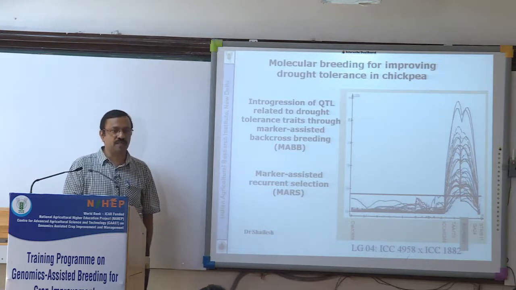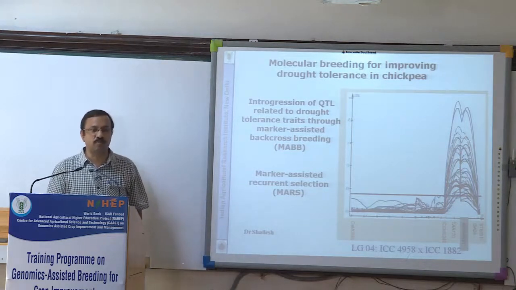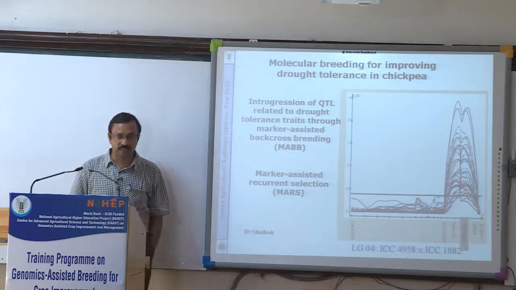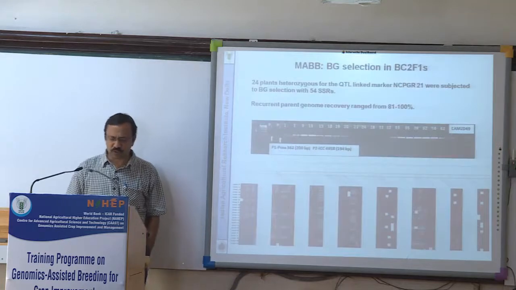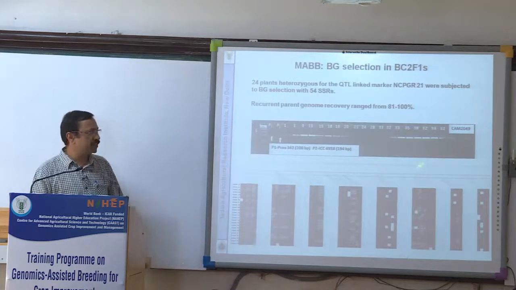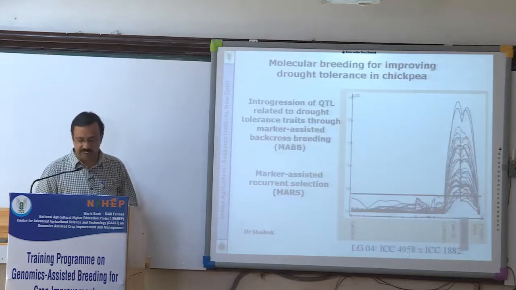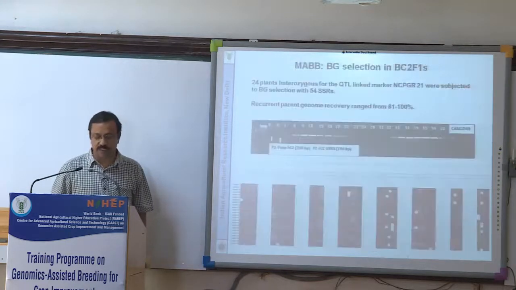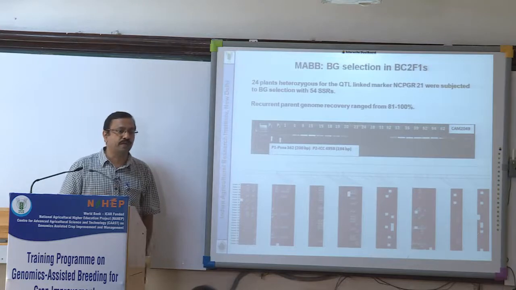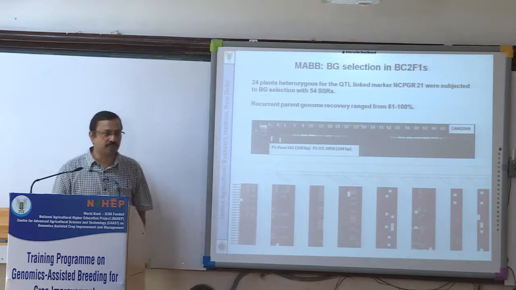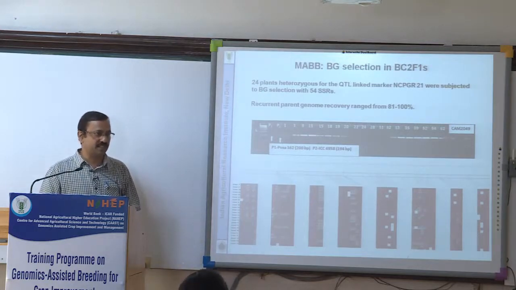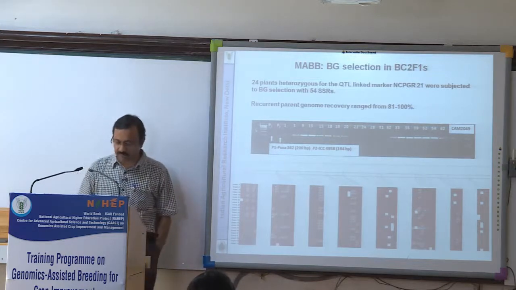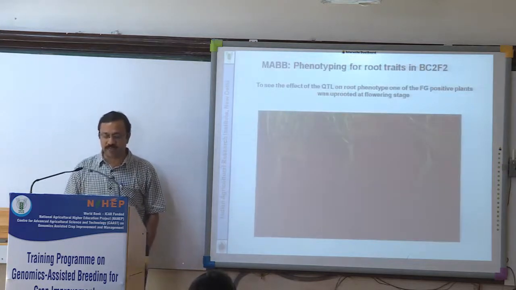We have again worked, and then we became only the second crop after pearl millet to establish a TILLING library in case of chickpea. So what we started is using these markers, particularly the NCPGR21 or NC21, which was linked to this particular root volume and root depth under terminal stress conditions. And then we started using these as foreground and the other markers as background, and then we could develop.